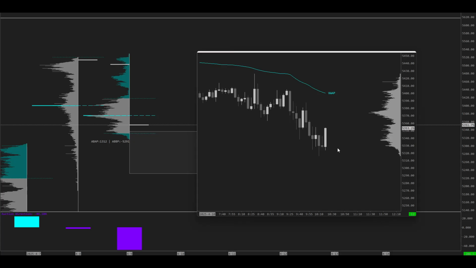They might squeeze shorts for a bit. We'll have to wait and see. Even if they squeeze shorts for a bit, I'd expect them to take it back down to a new low and flush this auction. Put in a better low, you know. Quite a bit of volume down here.